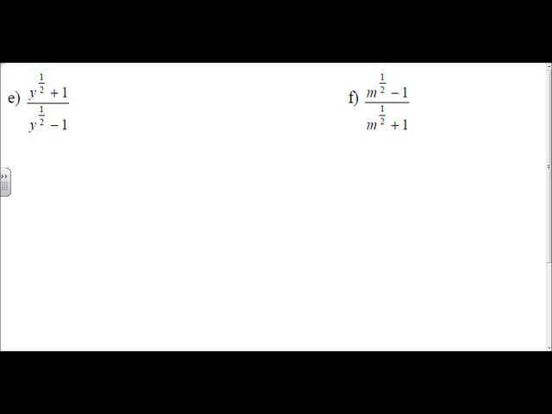We're almost done here. We have a couple more to look at. In these cases, the first thing we want to recognize is that power of 1/2, which we've been working with a lot now. We now recognize really quickly that that is the square root. So we have the square root of y plus 1 over the square root of y minus 1.